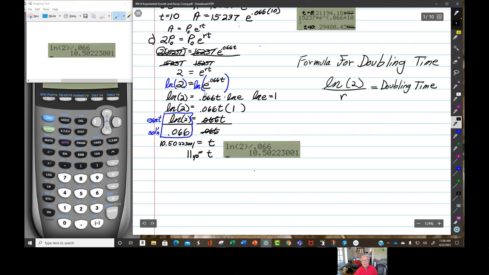And then we take the ln of both sides. The reason we take the ln of both sides is to bring 0.066t down in front so that t is accessible to us to solve for. If it stays stuck up in the exponent, we can't get to it. Okay, so anyway, these are all the steps.